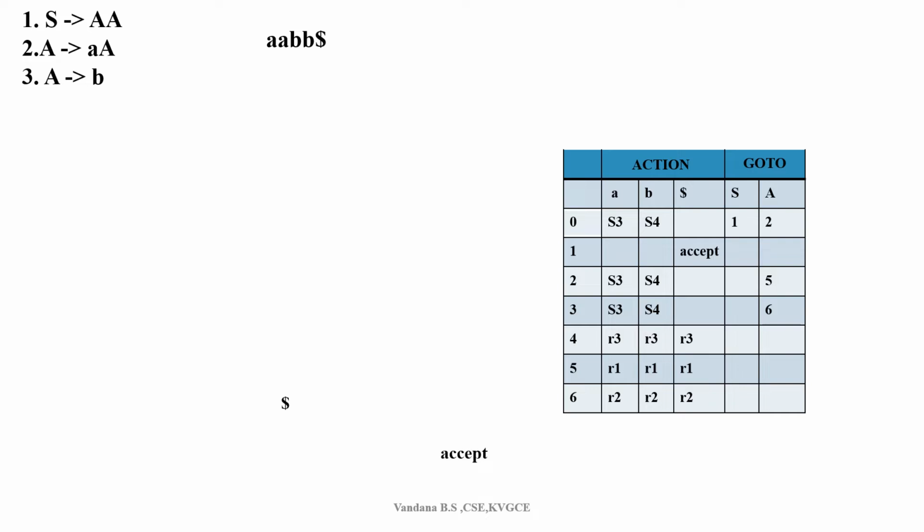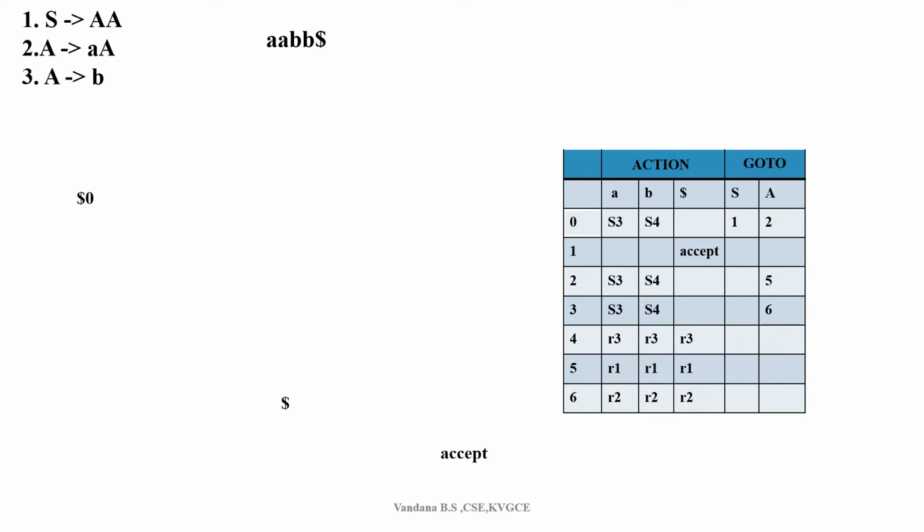Now let us see how this particular table, I mean the parsing table, is used to parse the input string, that is AABB dollar. We know that the input always ends with the dollar, which indicates the end of the input string. In order to do the parsing, we are going to use the stack. Initially, the stack is loaded with 0 because 0 represents the initial state. In the previous video, we constructed the state diagram, so there are many states. 0 represents the initial state.